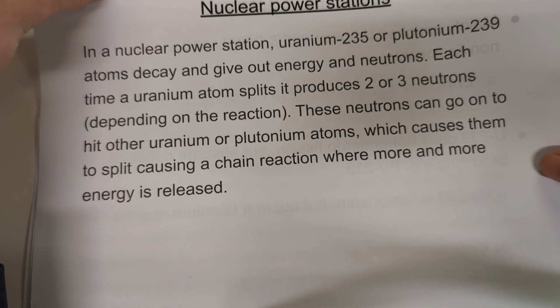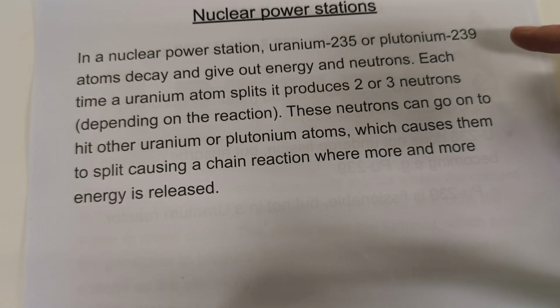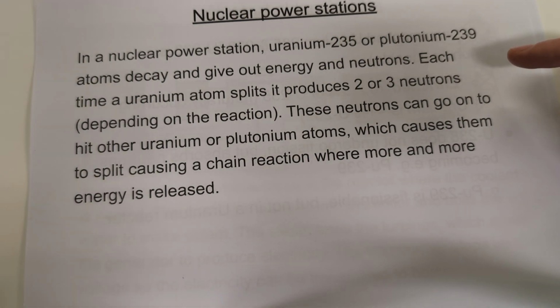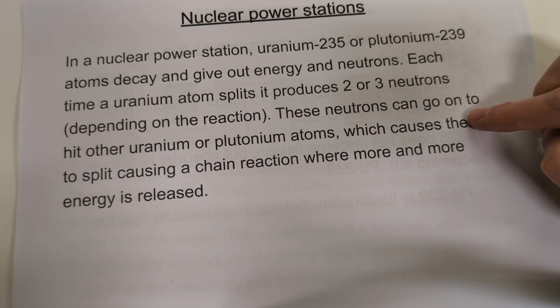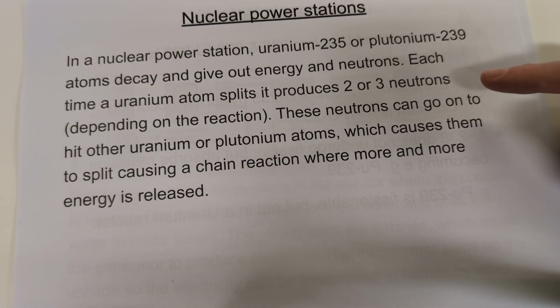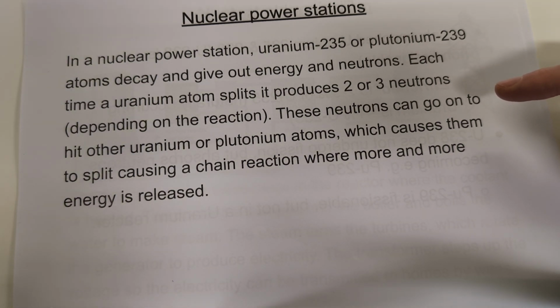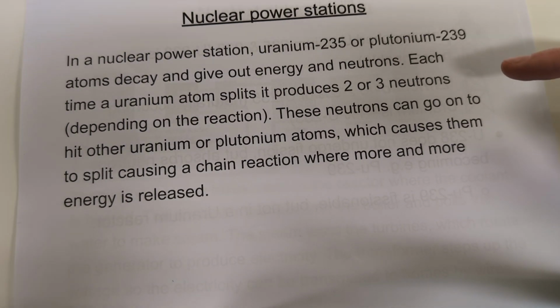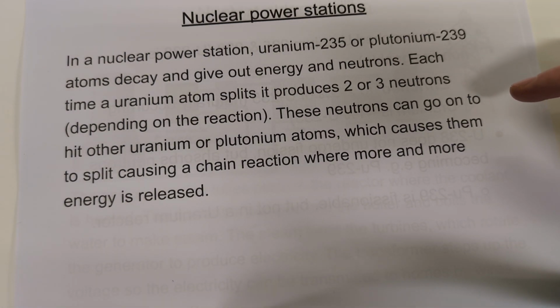In power plants, uranium-235 or plutonium-239 atoms decay and give out energy and neutrons. Each time a uranium atom splits, it produces 2 to 3 neutrons. These neutrons can go on to hit other uranium or plutonium atoms, which causes them to split and causes a chain reaction where more and more energy is released.